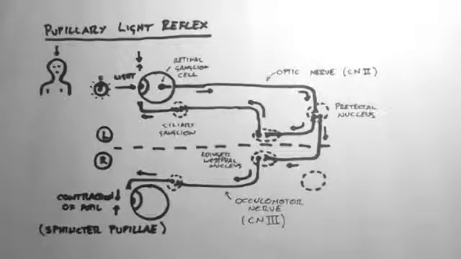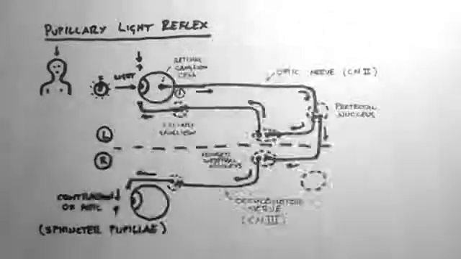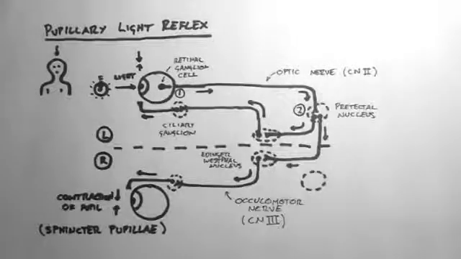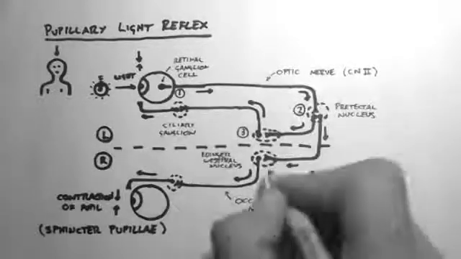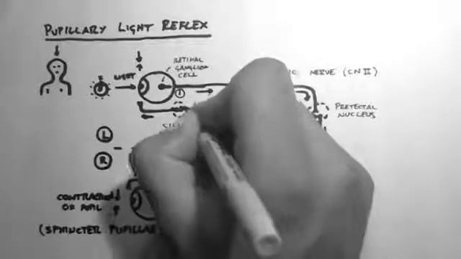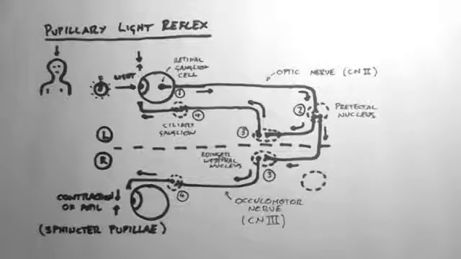Now note how many neurons there are. There's one here, the second here, the third here and here, and the fourth here and here. So this is a 4-neuron reflex. And that's the pupillary light reflex.